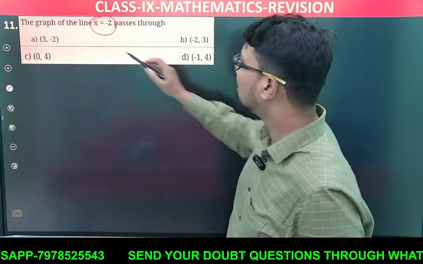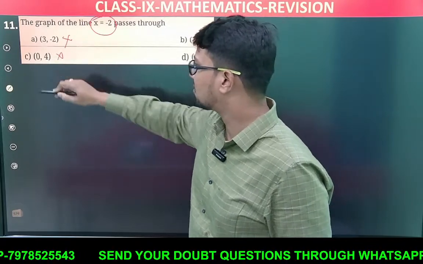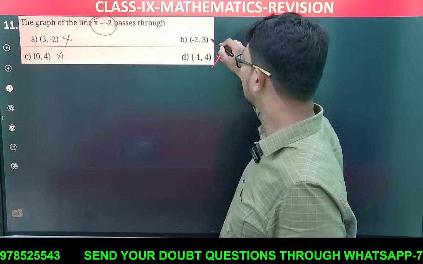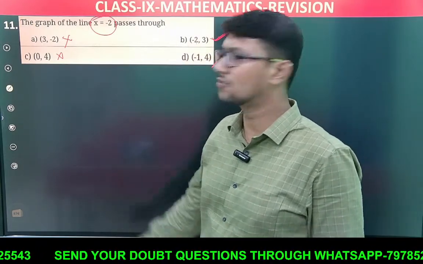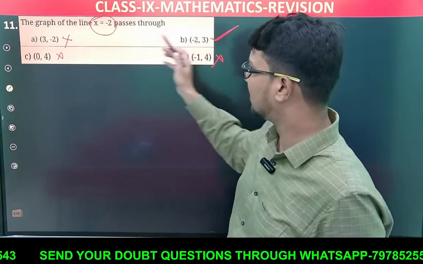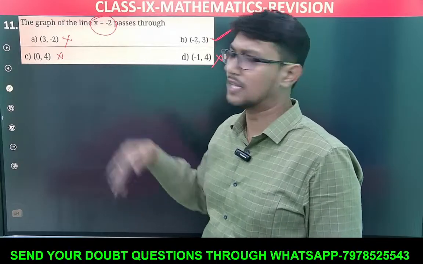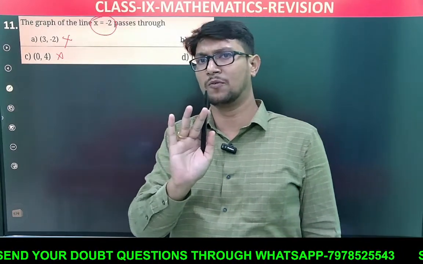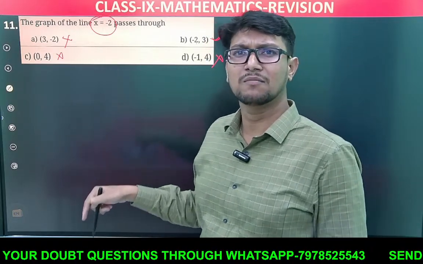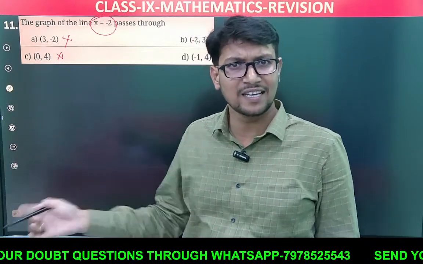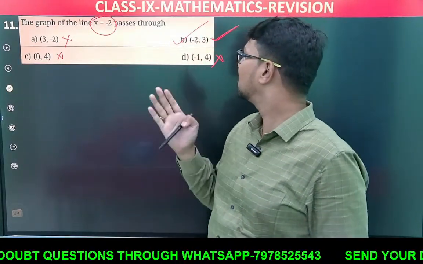X minus 2 means definitely it will not pass through this, it will not pass through this, it will not pass through this. It will pass through this. Why? Because x is minus 2. In the rest of the options, the x coordinate is something other than minus 2, so definitely the line does not pass through those points. So it will pass through the point whose x coordinate is minus 2, because x is constant. X does not vary here, right? So the x value is minus 2, and the point with x minus 2 is the correct answer.